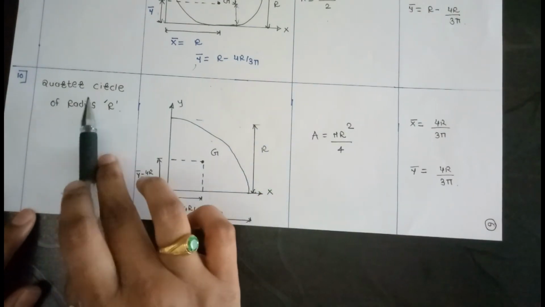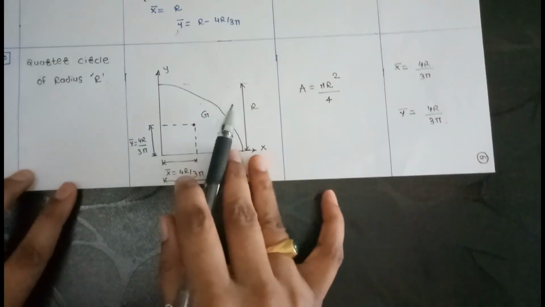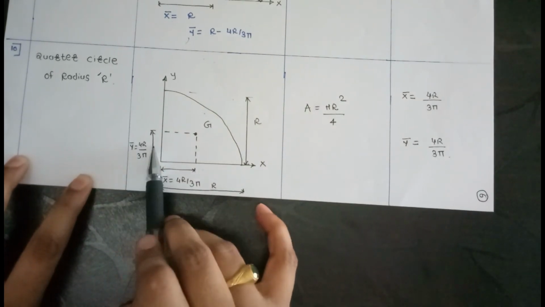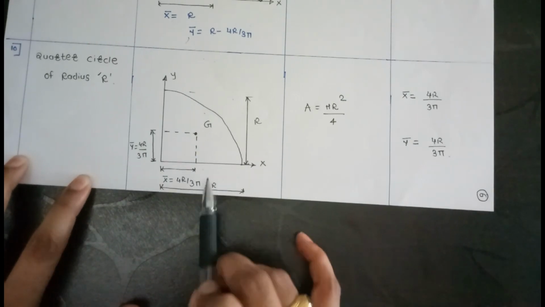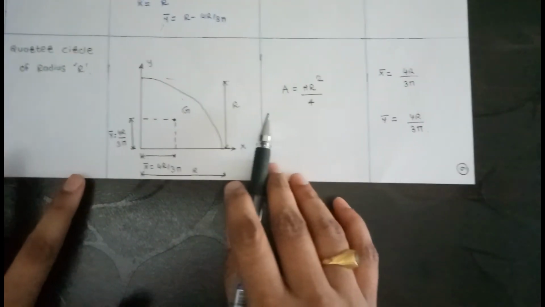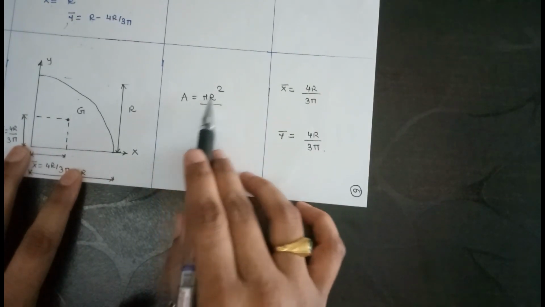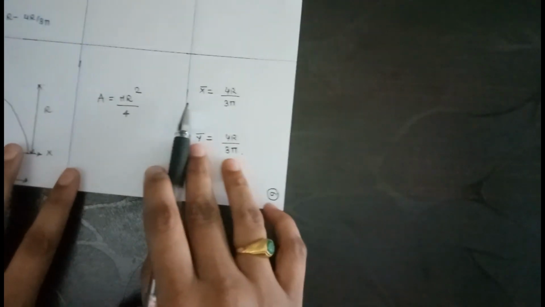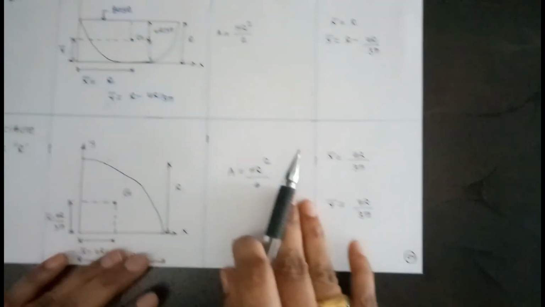Then next is the quarter circle of radius r. X bar and y bar have the same value. Y bar is equal to 4r by 3 pi. X bar is equal to 4r by 3 pi. And total is r. Area of quarter circle is equal to pi r square by 4, and x bar is equal to 4r by 3 pi, y bar is equal to 4r by 3 pi.